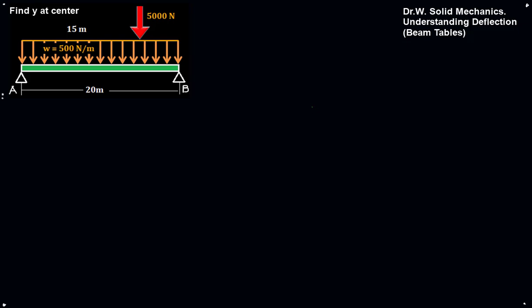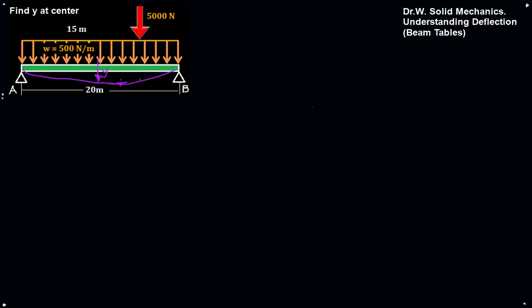Here we have a simply supported beam with a uniform distributed load of 500 newtons per meter acting along it, and an offset concentrated load, 5,000 newtons, that's 15 meters from the left end. And we're asked to find the deflection in the center where the beam is going to deflect something like this. It's a good chance the peak will be someplace over here between these two loads.